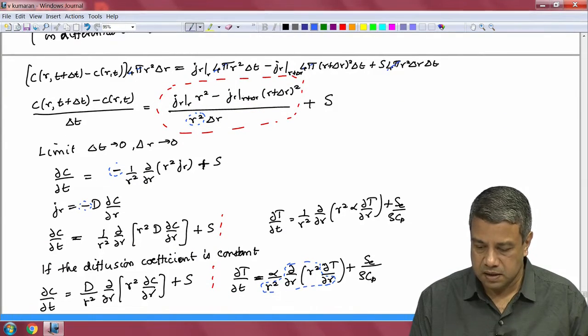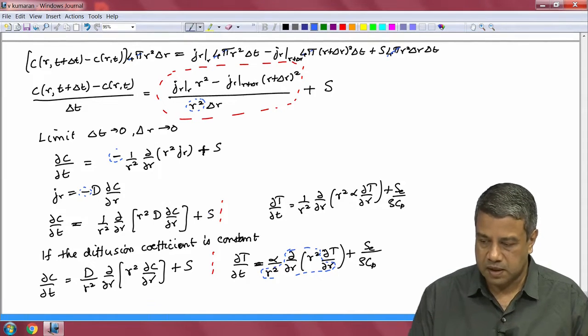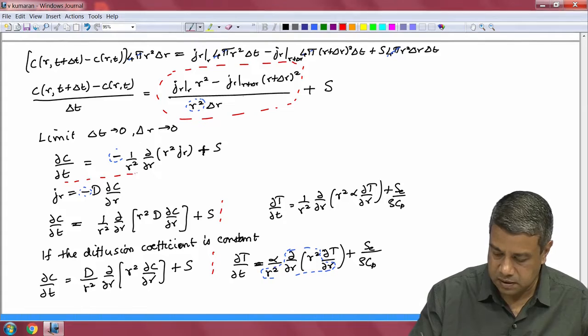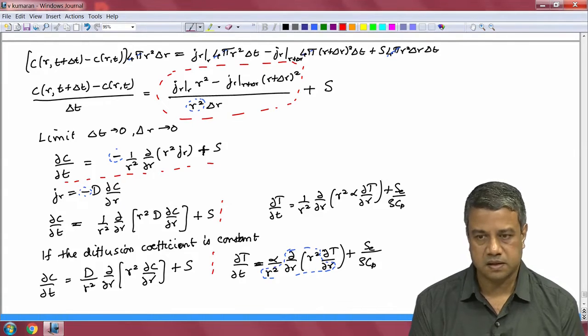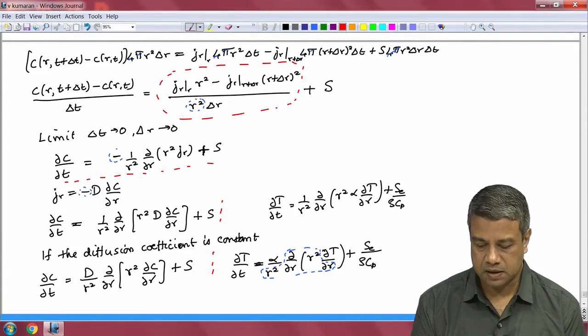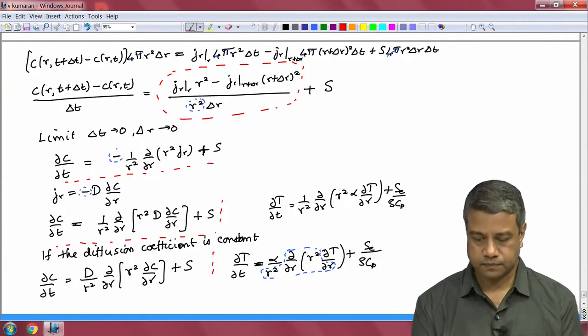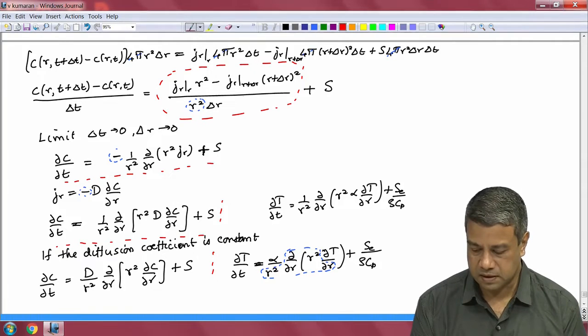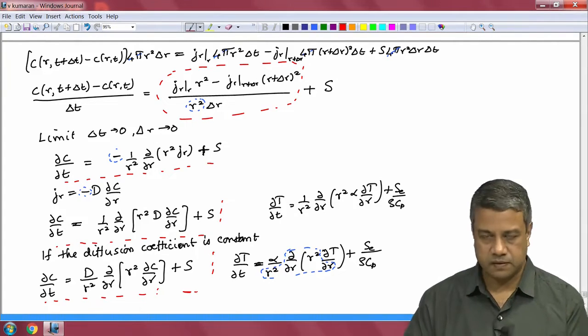So, substituting this, dividing by the volume 4 pi r square delta r and dividing by delta t, we get the differential equation, where g r is the flux. The left side is the rate of change of concentration, and the right side is minus 1 by r square d by dr of r square times g r, plus the volumetric source. Substituting the equation for the flux from Fick's law for diffusion, g r is equal to minus D times partial c by partial r, we get this differential equation for the concentration field. If the diffusion coefficient is a constant, it simplifies, because you can take the diffusion coefficient outside of the derivatives.